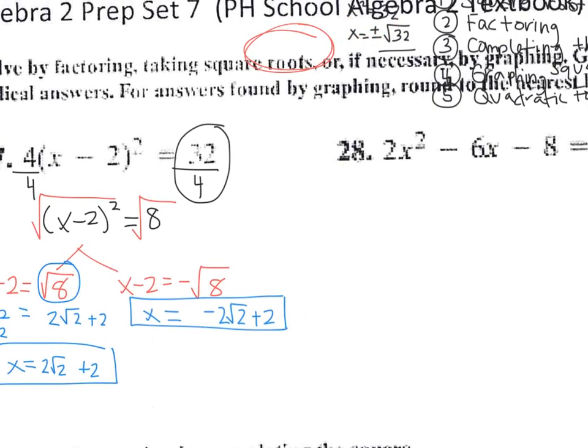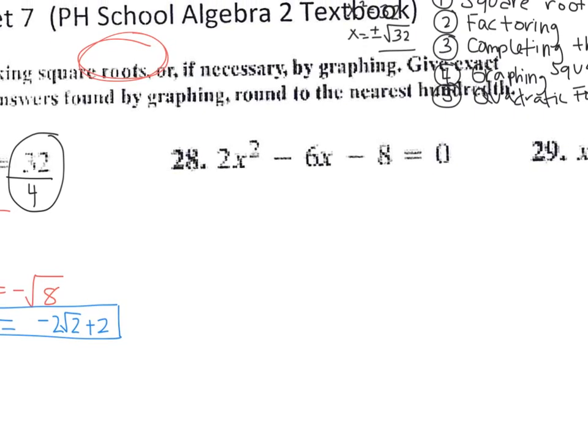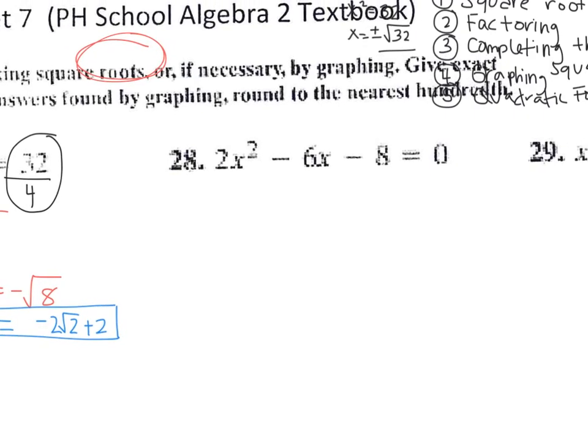And then 28. This one, I can't use the square root method because I have this b term right here. So I'm going to solve by factoring. I'm going to try to factor. So I factor out a 2 first, a greatest common factor of 2.